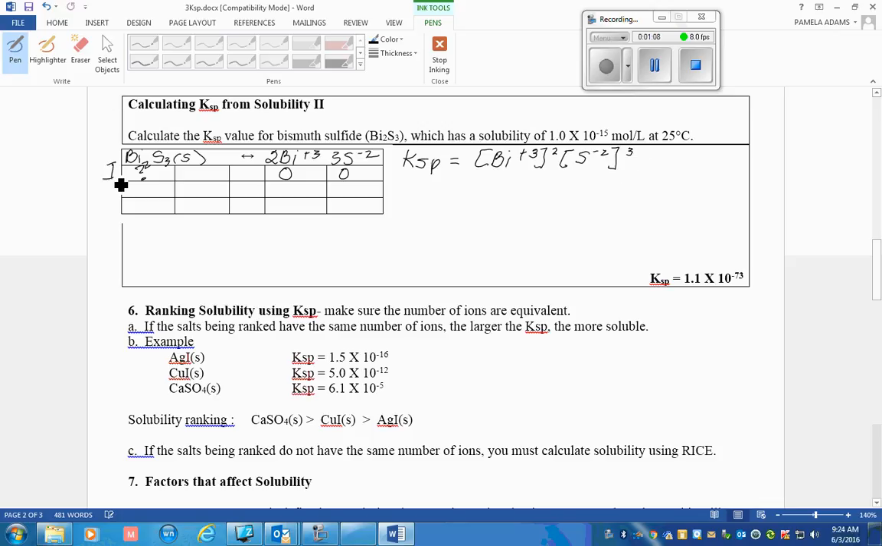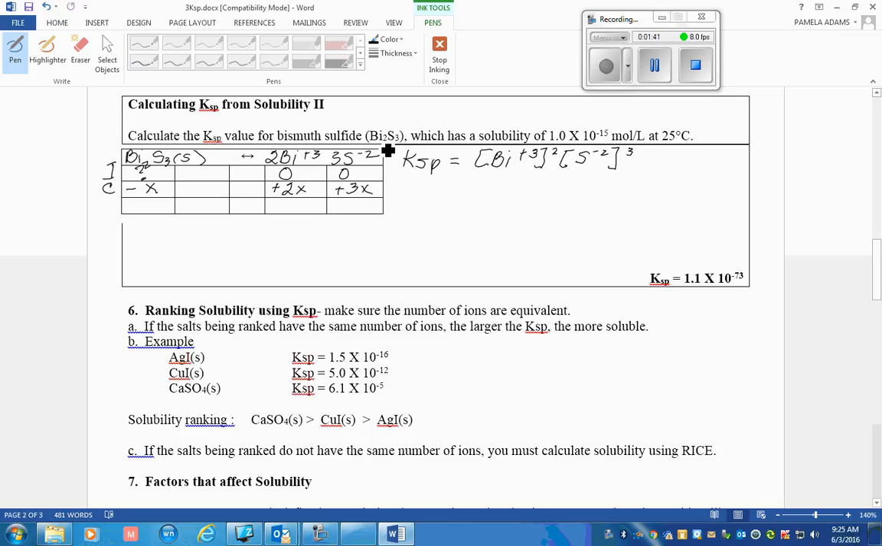So this is our initial conditions. The change that will happen to reach equilibrium, as this dissolves to a small extent because it has a very small Ksp, is for every 1 mole of Bi2S3 that dissolves, 2 moles of the bismuth ions will be formed, and 3 moles of the sulfide ions will be formed.